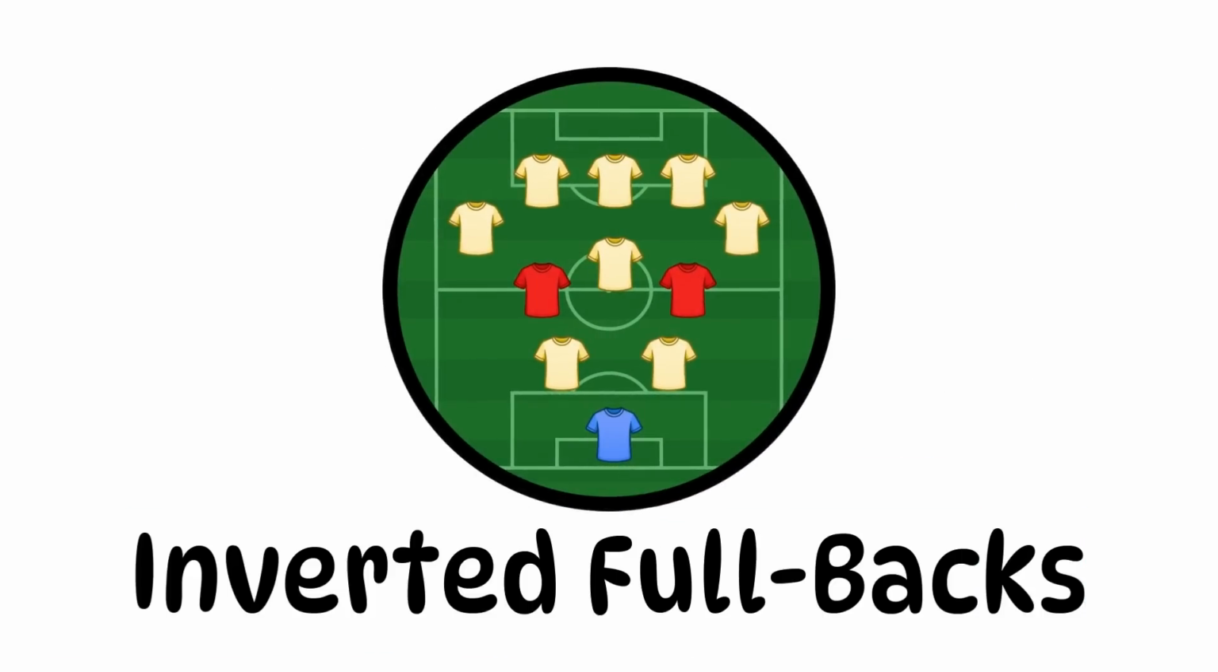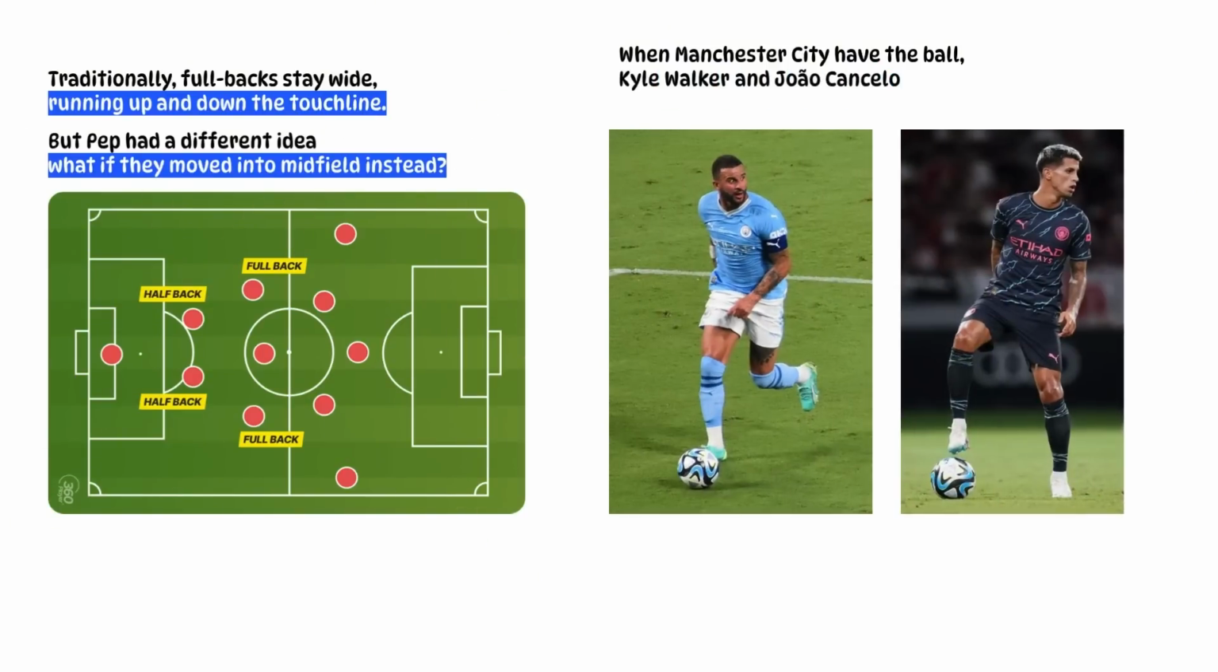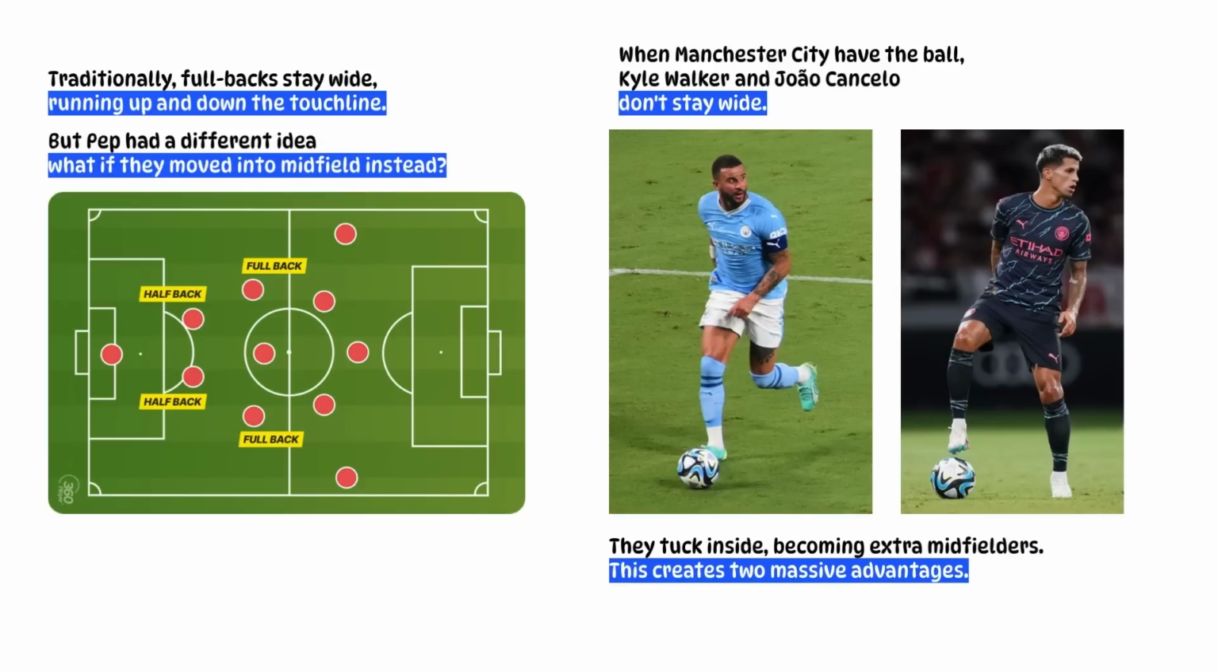Inverted fullbacks. Traditionally, fullbacks stay wide, running up and down the touchline. But Pep had a different idea. What if they moved into midfield instead? When Manchester City have the ball, Kyle Walker and João Cancelo don't stay wide. They tuck inside, becoming extra midfielders. This creates 2 massive advantages.